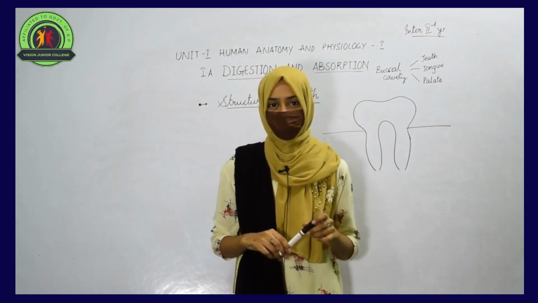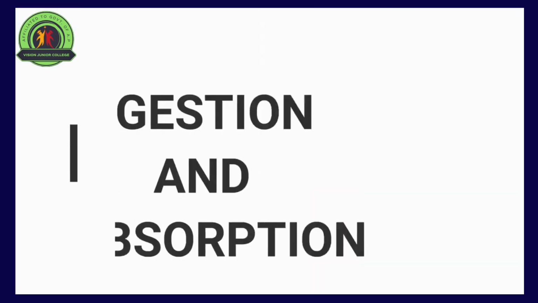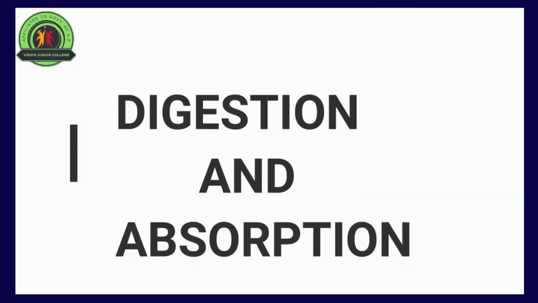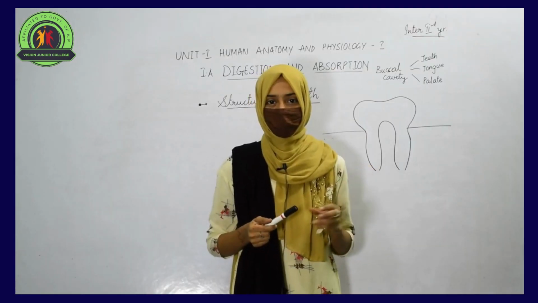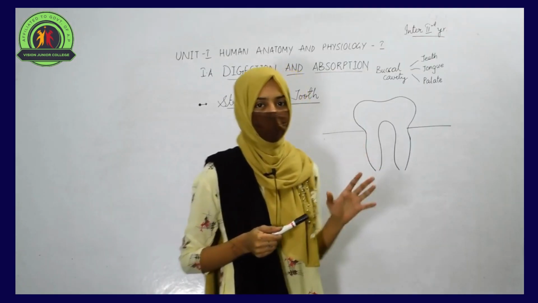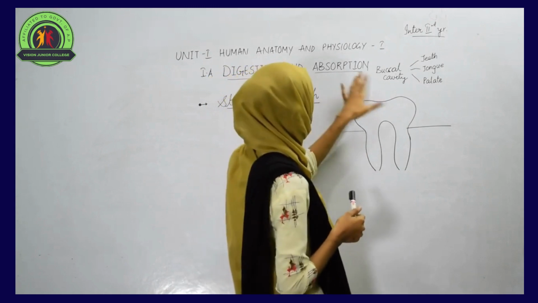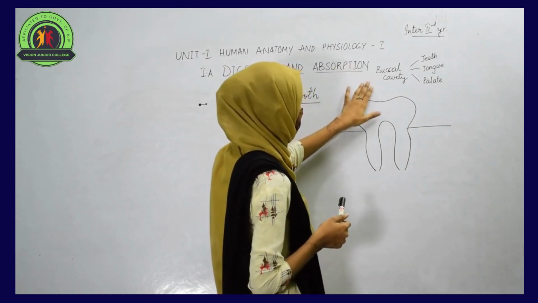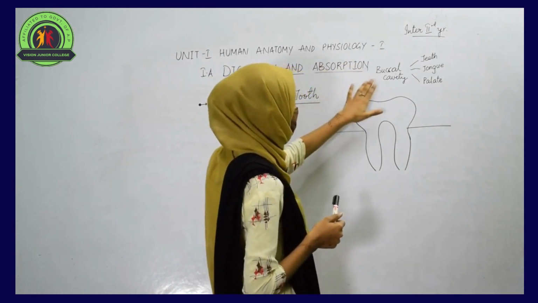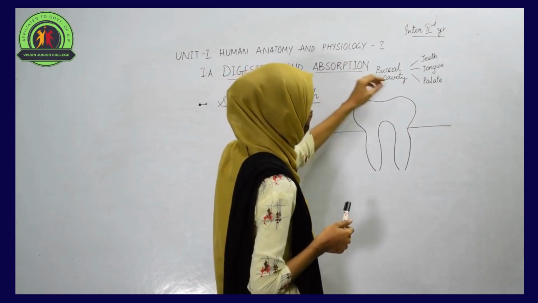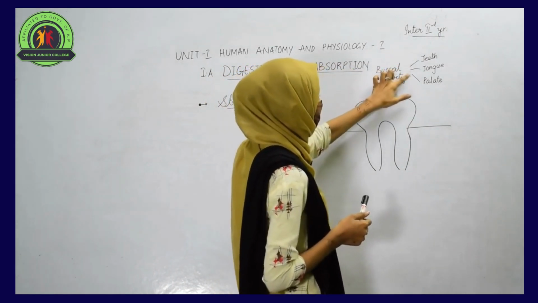In the last session, I explained the different organs present in our alimentary canal, or digestive tract. In the alimentary canal, one cavity is present, called the buccal cavity. We have also seen that this buccal cavity has some parts like teeth, tongue, and palate.